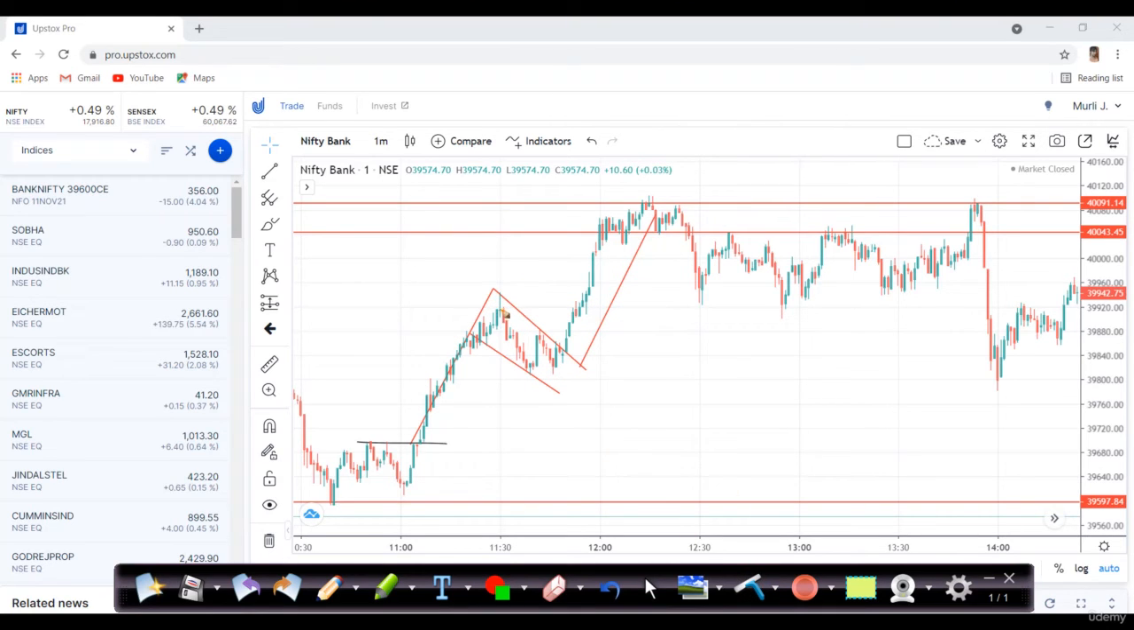This is a very simple pattern, but observing this pattern is very difficult. It requires the development of analytics and observation skill. You can develop it easily, but you need to give time to the market.